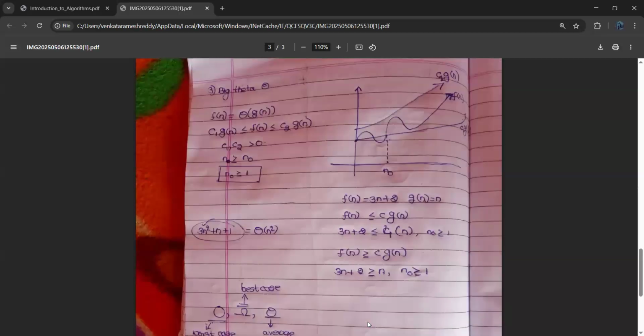Next one, big theta. So what does big theta mean? Suppose we are taking f of n. The first line represents c1 into g of n, and the upper line represents c2 into g of n. So we represent big theta as f of n equals theta of g of n. This is the representation of big theta. We have c1 into g of n and c2 into g of n, and in the middle we have f of n.